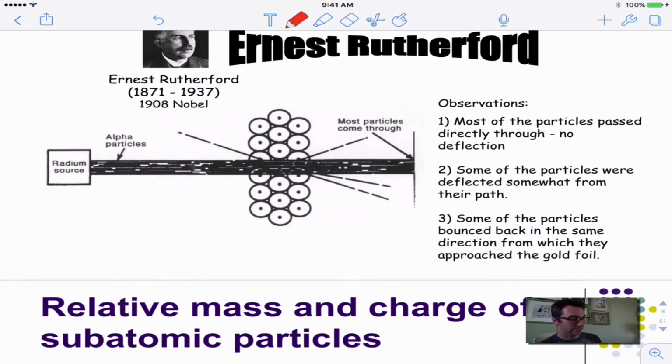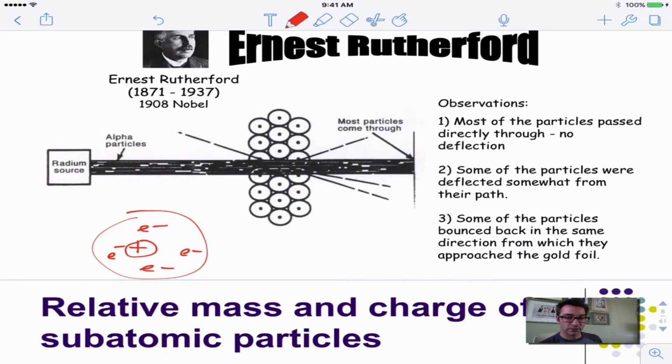And at the same time, though, some of these particles were hitting something that was much, much more massive and positively charged compared to the alpha particle. And it was being deflected at either a large angle or a small angle. And so that gave him the idea that you had a positive nucleus, and then you had the electron somewhere around the nucleus.